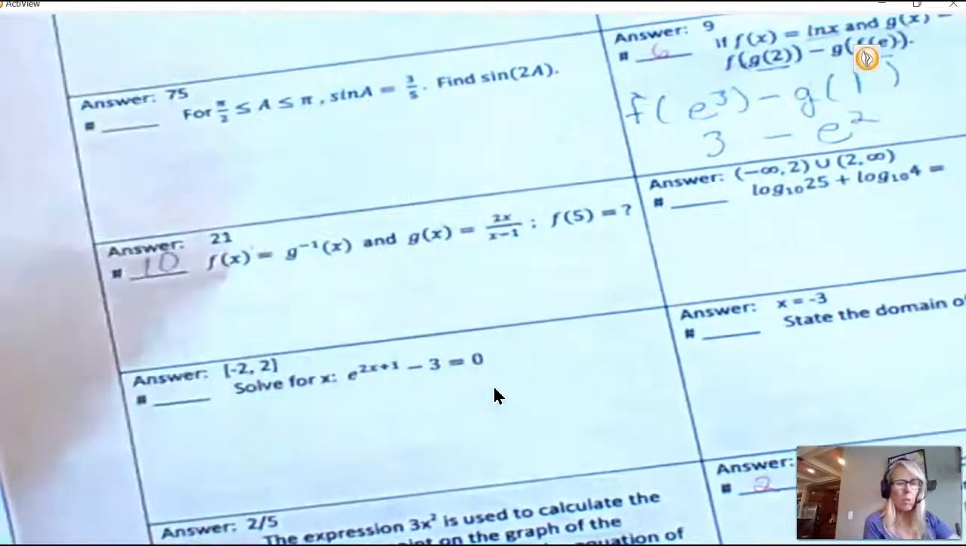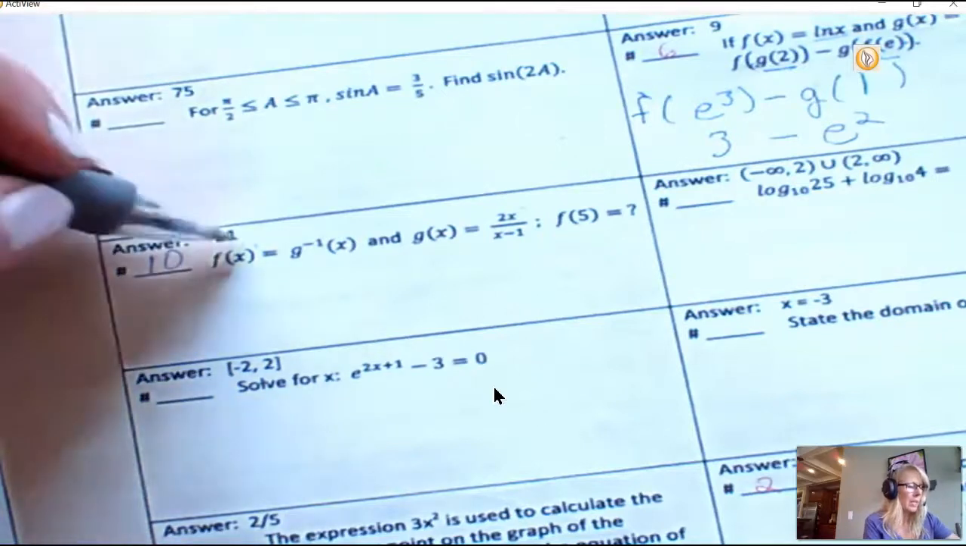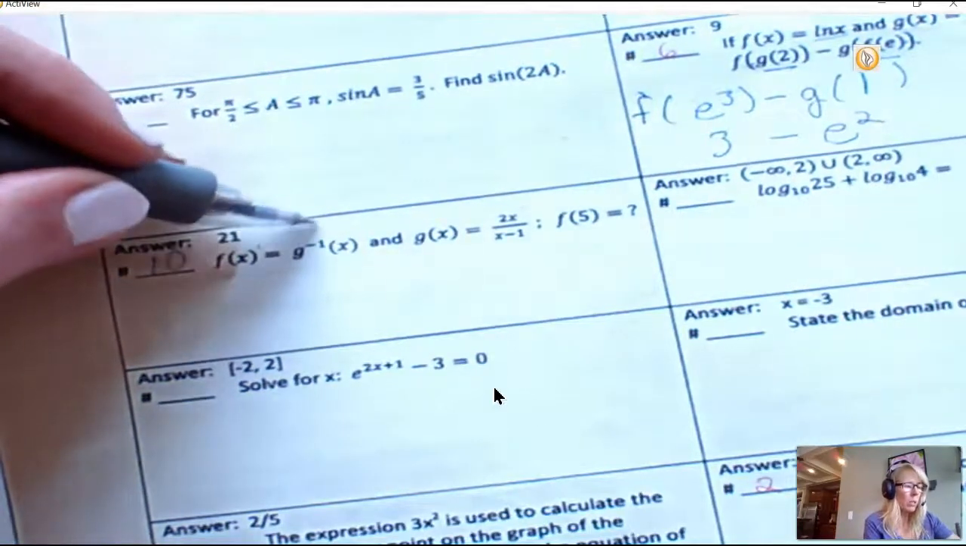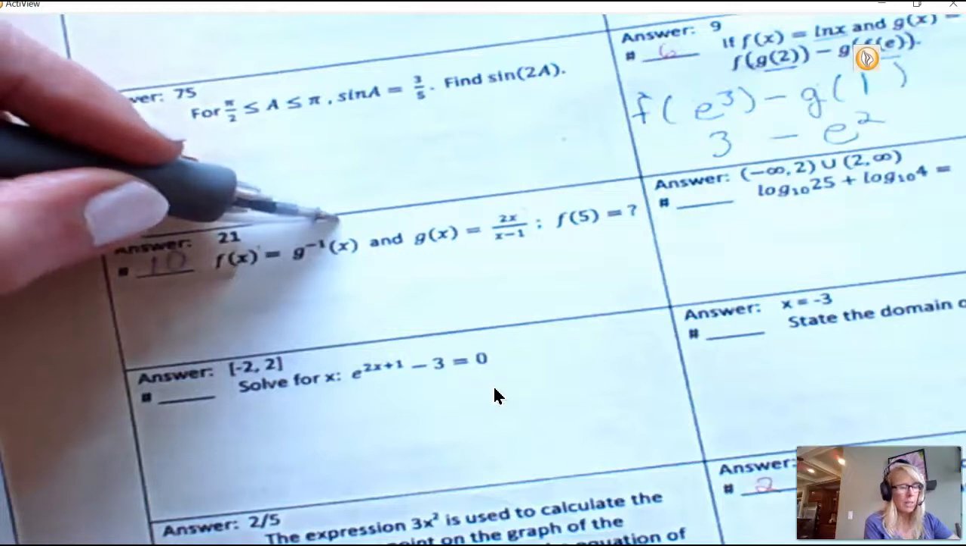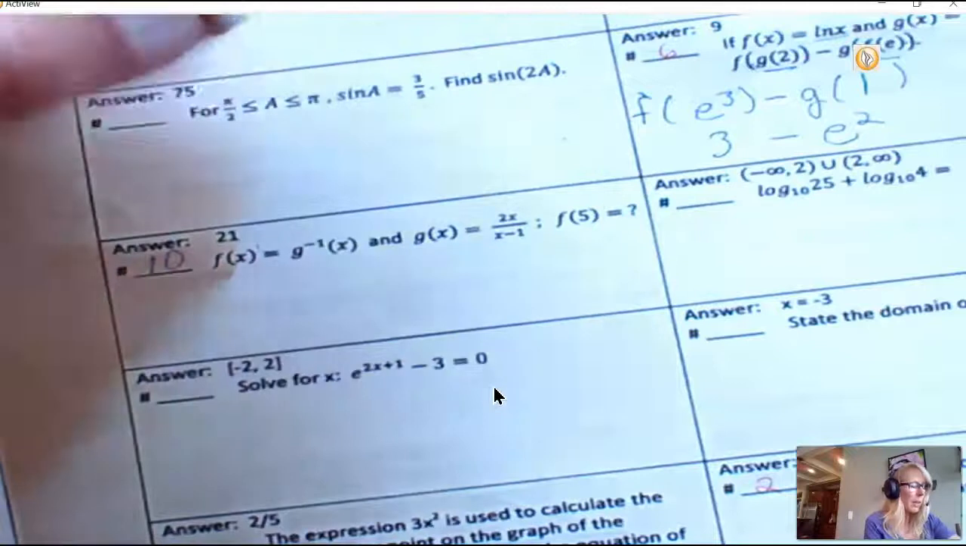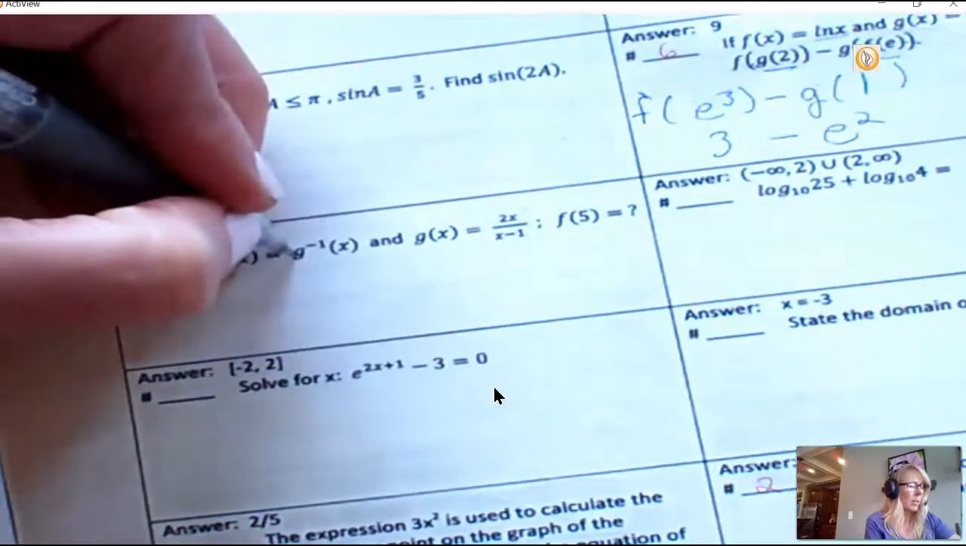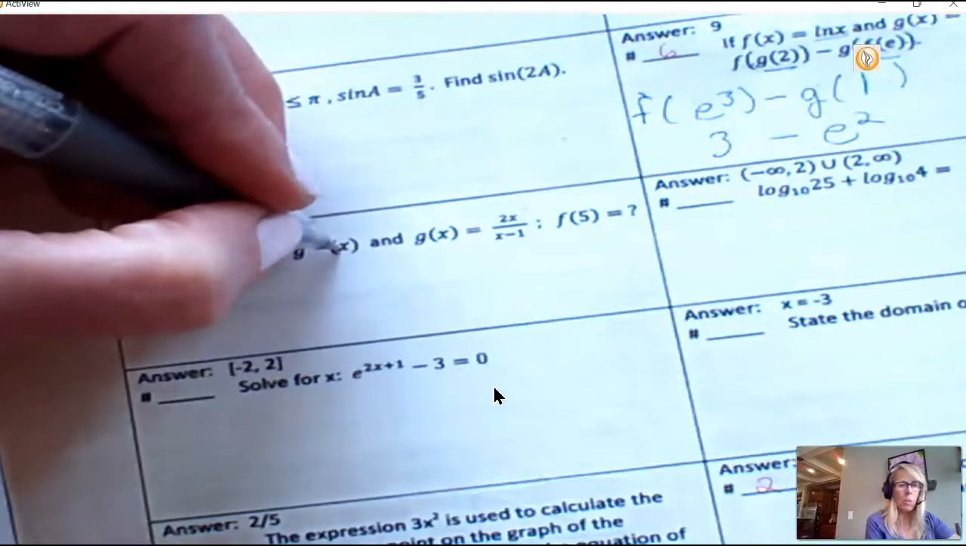This one seems to throw a lot of people off. I've had a lot of questions about this specific question. It says f of x is equal to the inverse of g of x. They give you g of x. Question is, what is f of 5? Recognize that we're really finding the inverse of g of 5. That's really what we're doing.